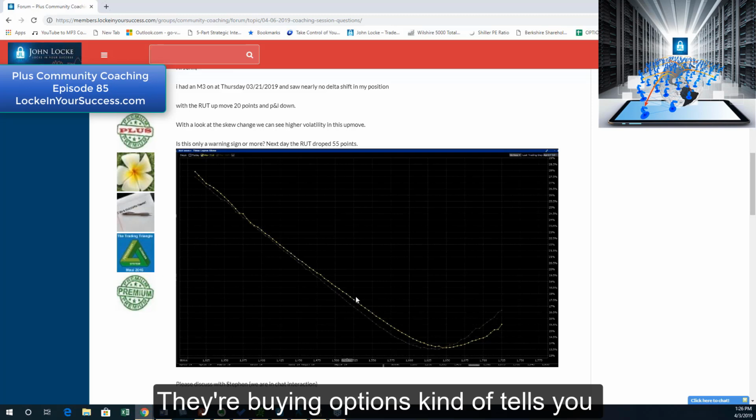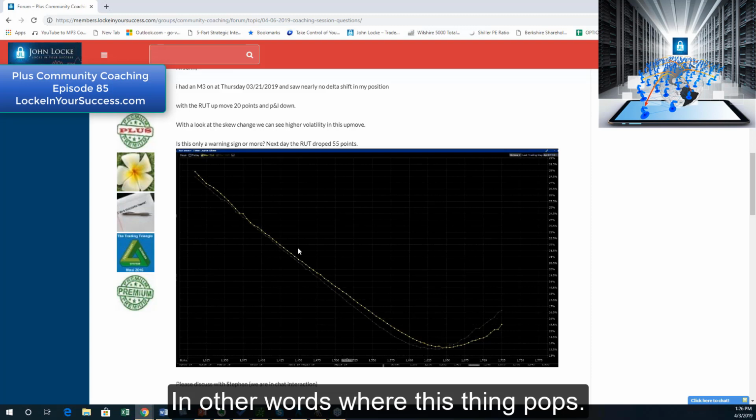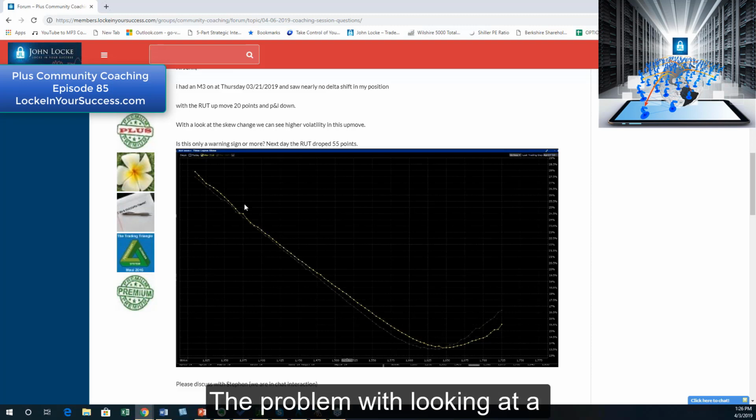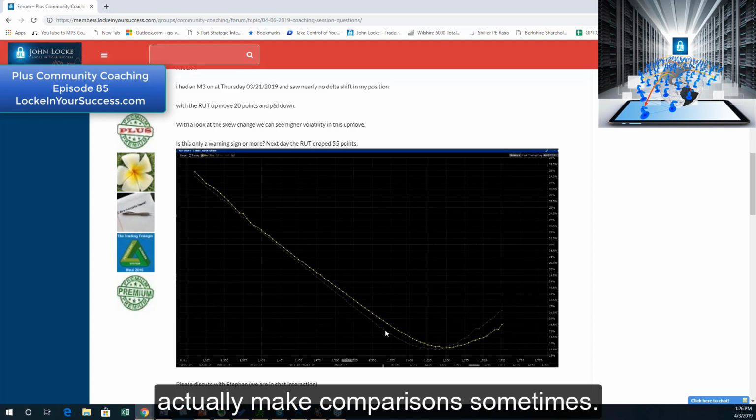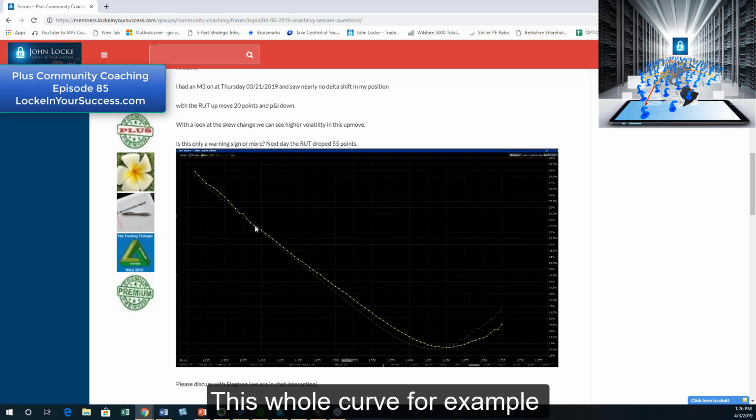They're buying options, which kind of tells you where the move goes. In other words, where this thing pops. The problem with looking at a skew chart like this is it's very, very difficult to actually make comparisons sometimes. This whole curve, for example, moves with the market. If I get a 20-point update, the curve shifts 20 points, right?